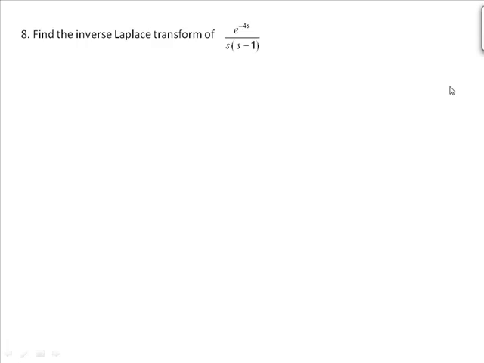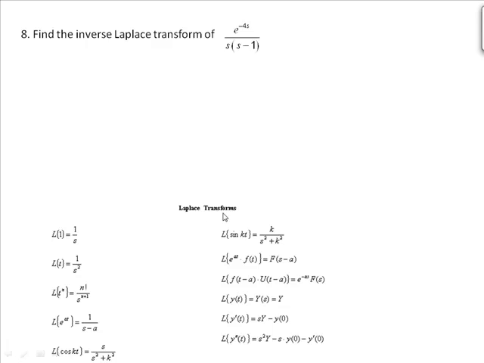Number 8. Find the inverse Laplace transform of e to the negative 4s over s times s minus 1. So here, if you look at your Laplace transforms, I have the s times s minus 1 in the denominator. I've got an s in the denominator here, and s minus a in the denominator here, so it could be both of those. But with the e to the negative 4s in the numerator, I want to think second shifting theorem.